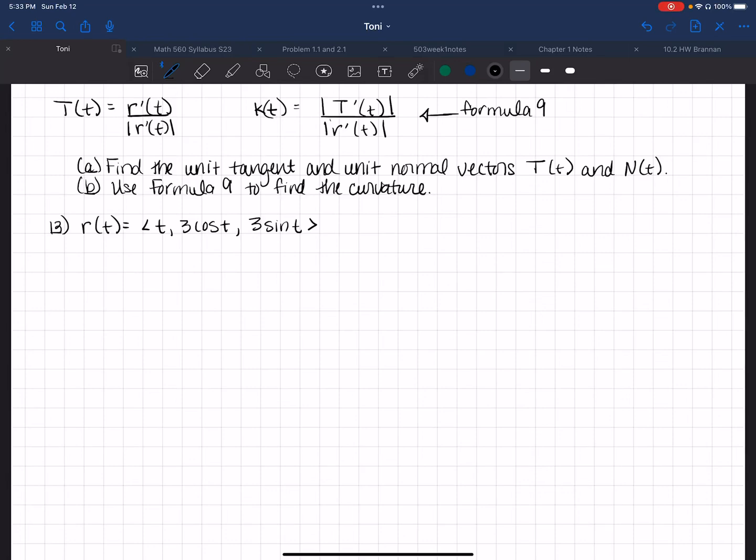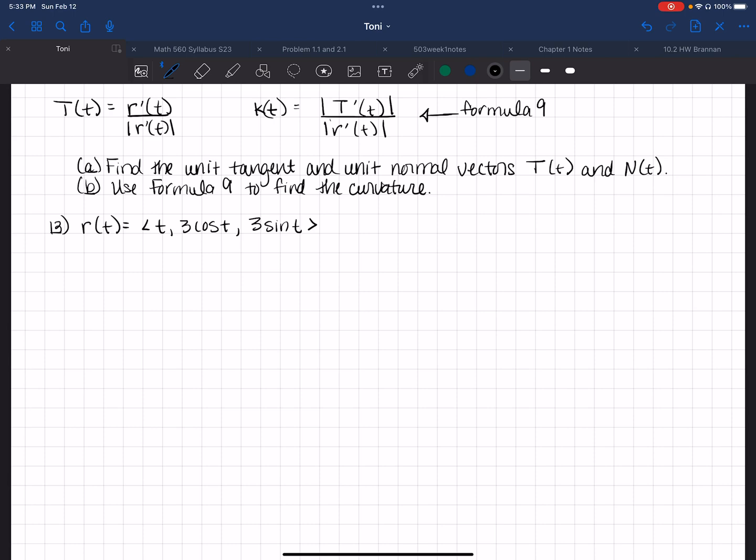Okay, so the directions are for 13 through 16 that we need to find the unit tangent and unit normal vectors T of t and N of t, and then we need to use Formula 9 to find the curvature. Okay, and you asked me to work part B, 13b.